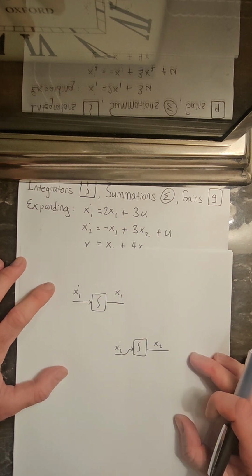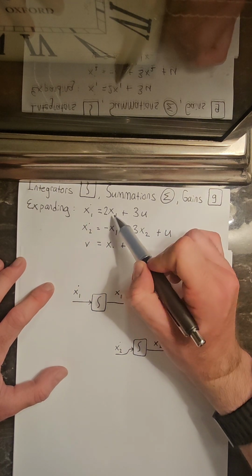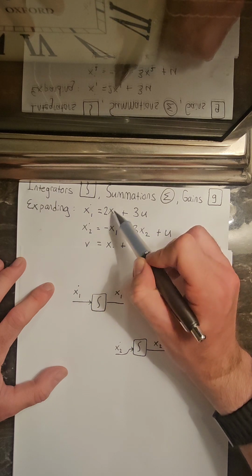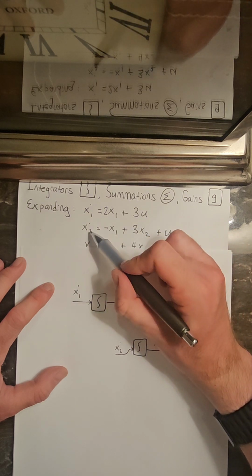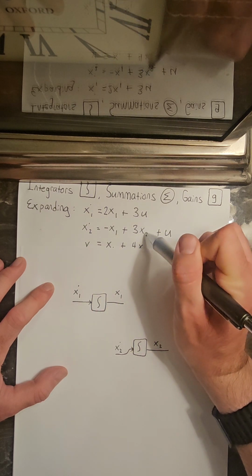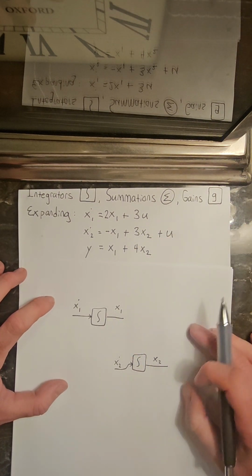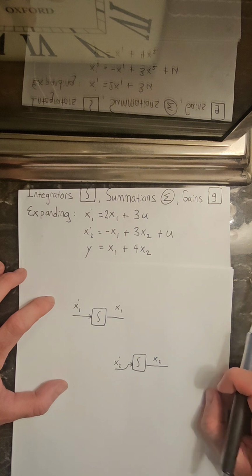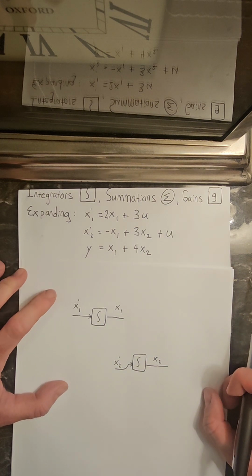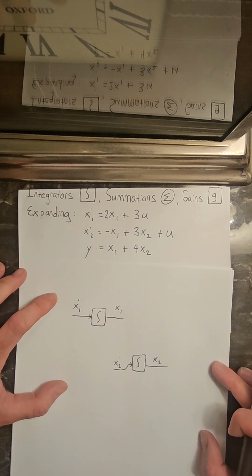So we have two things here, right? x1 dot turns into x1. This shows up in this side of the equation. x2 dot shows up here. x2 shows up here. And then, because x1 and x2 are showing up a lot, we get those from the integrator blocks. Okay, so that takes care of our integrator blocks.